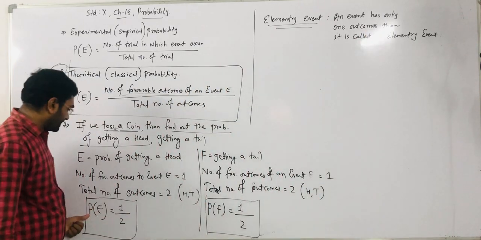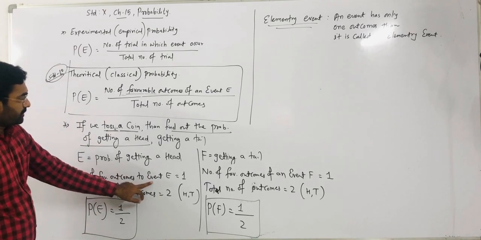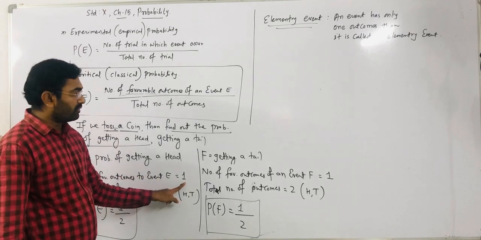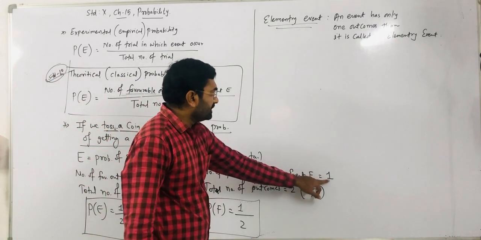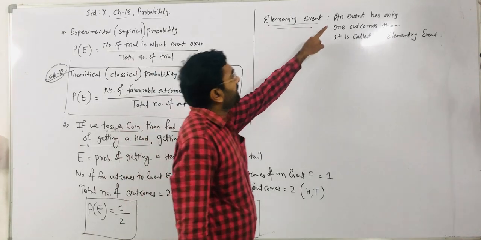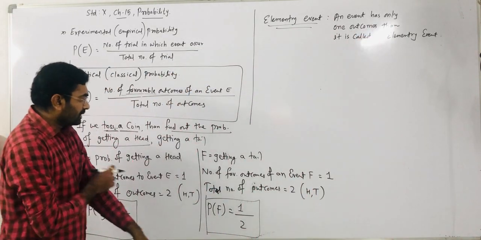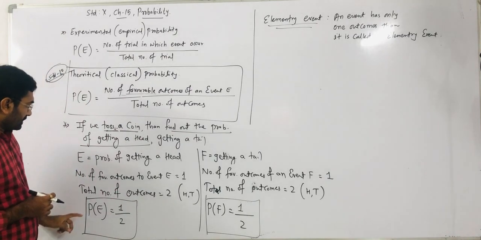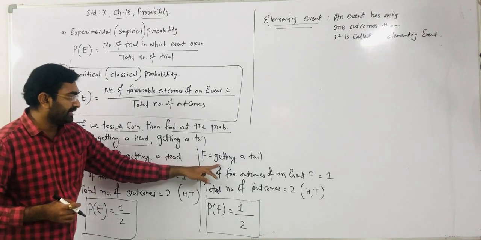Look at that example. For the probability of getting a head, the favorable outcome is 1 only. Same way, the favorable outcome of getting a tail is 1 only. So whenever any event has only one outcome, it is called an elementary event. Another thing we have to define from here: both of these, getting a head and getting a tail, are elementary events.